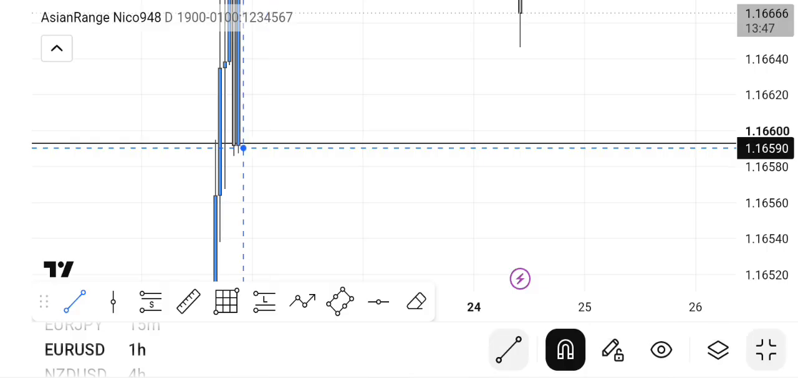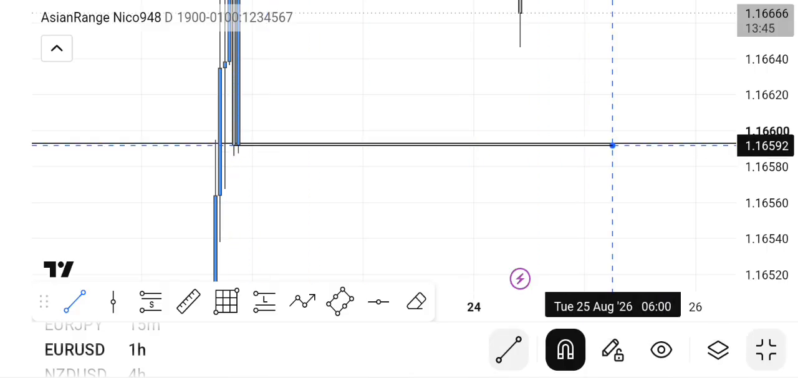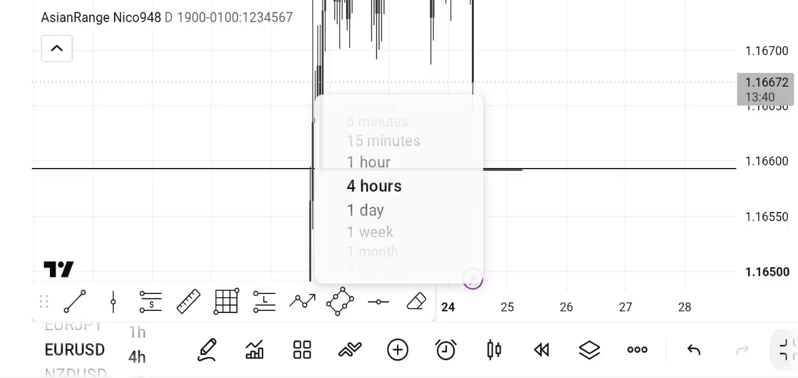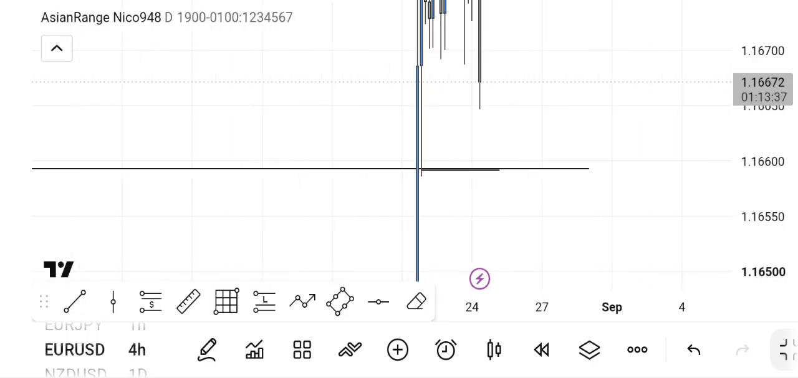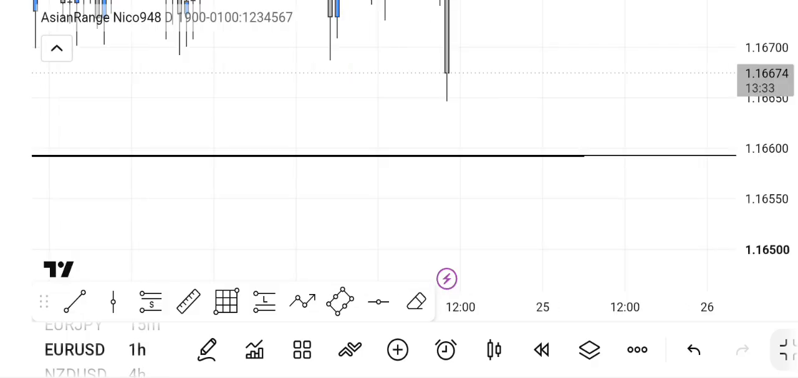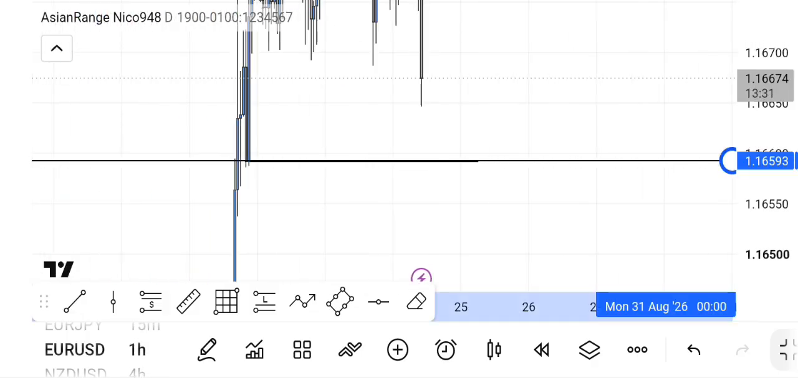This is it. This is the key level here. So you see, you need to see that. That was exactly what I was showing you guys before.